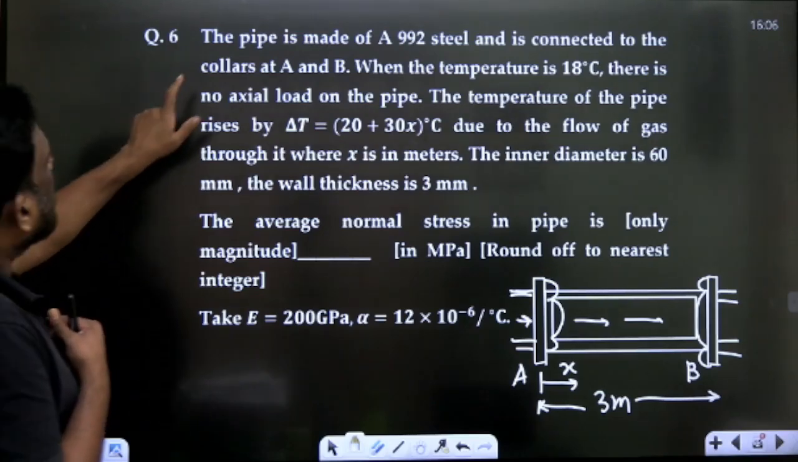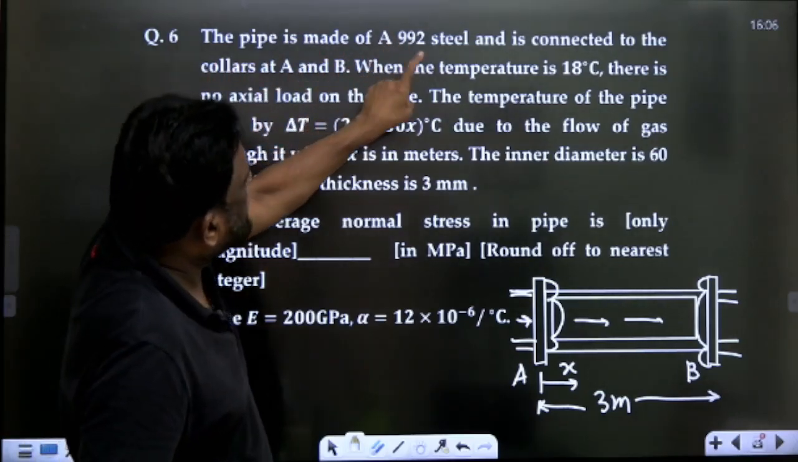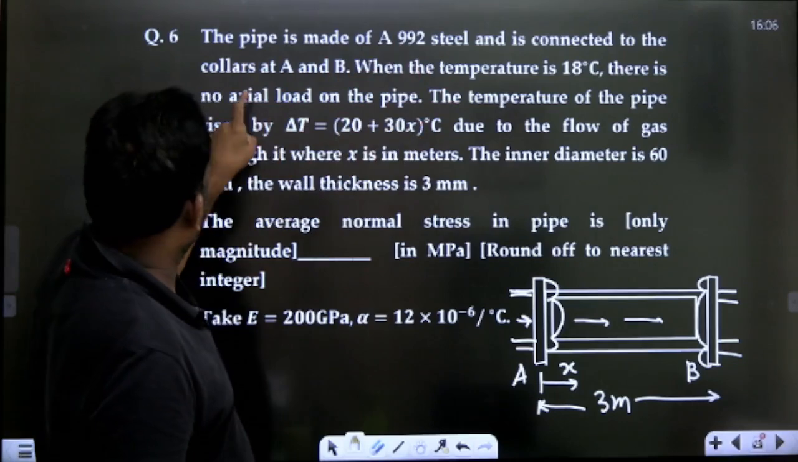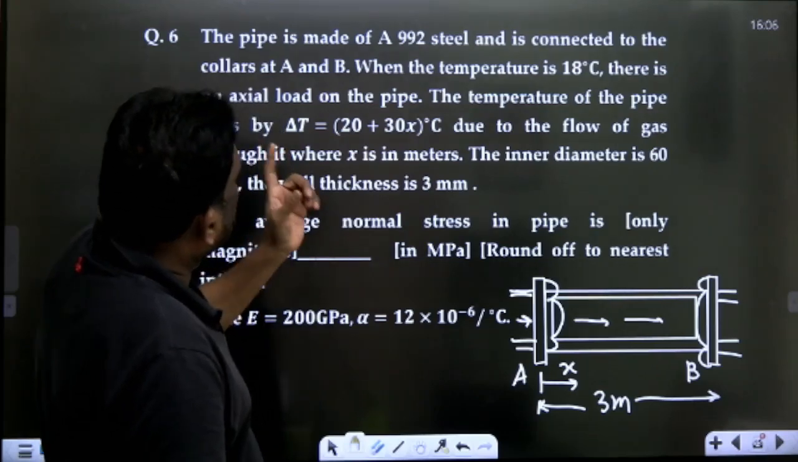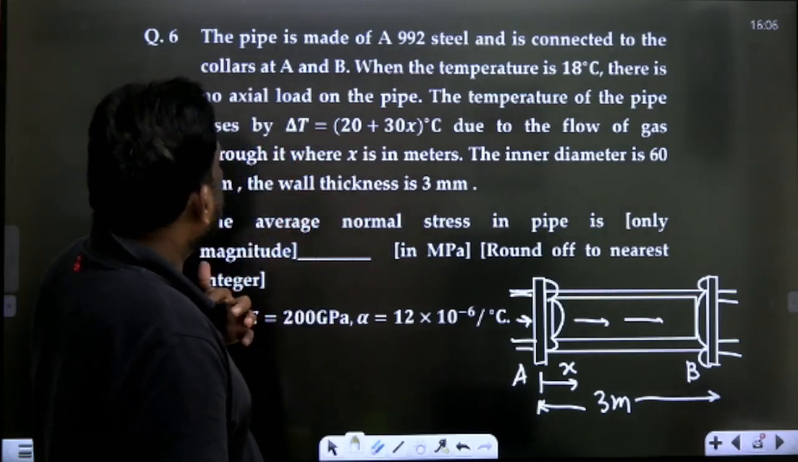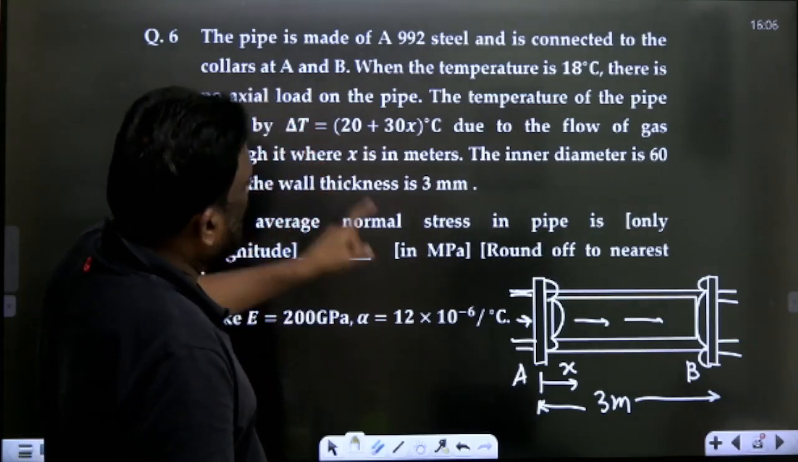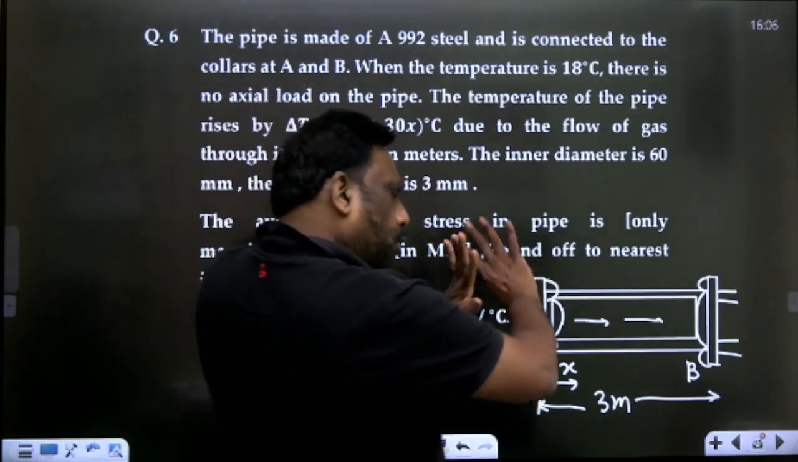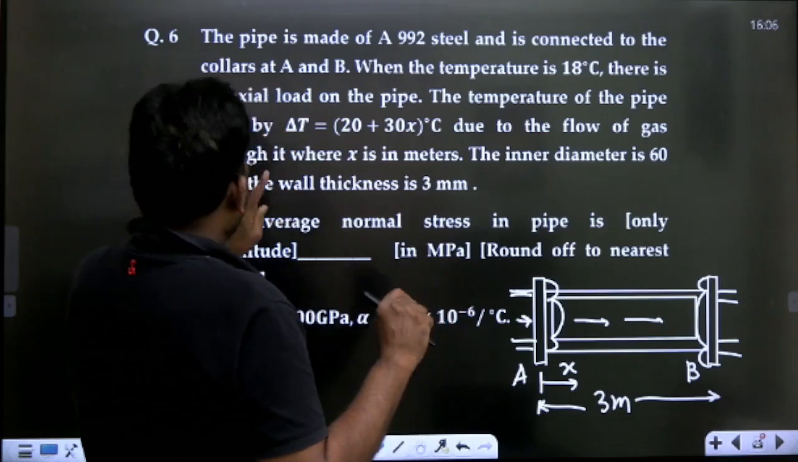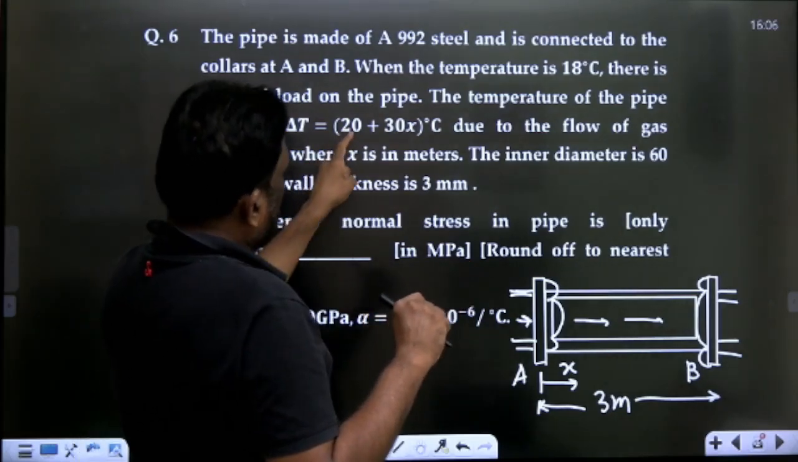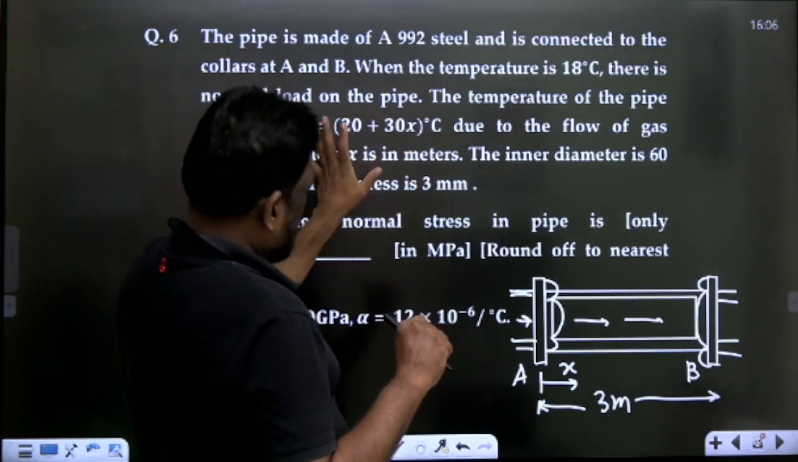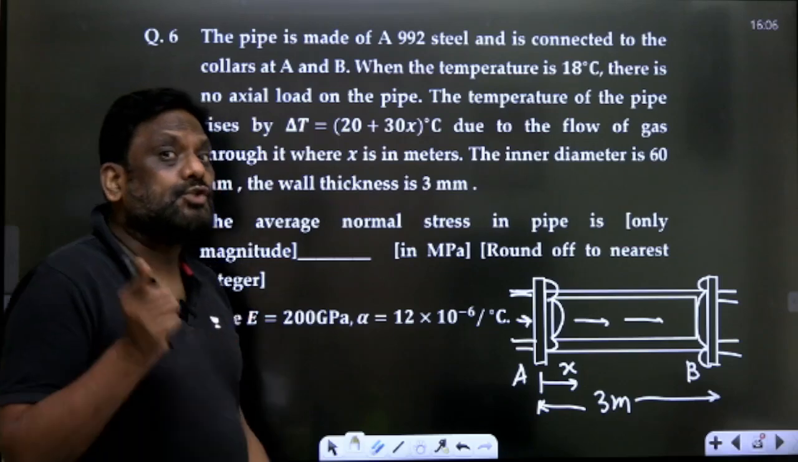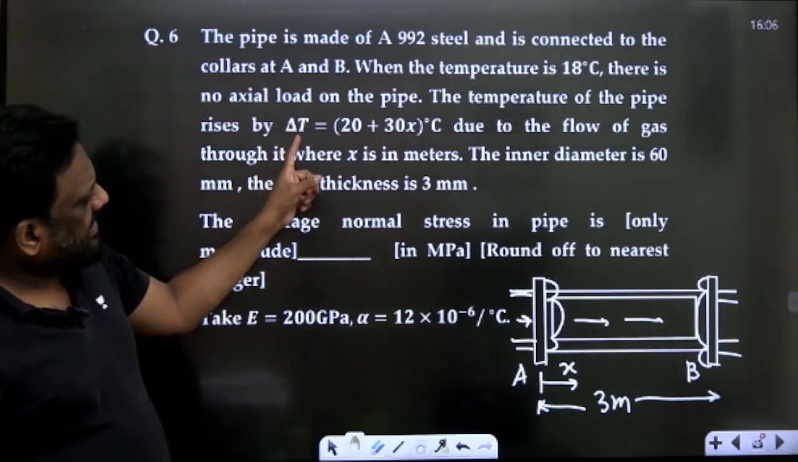Look, a pipe is made of steel and is connected to the collars A and B. When the temperature is 18 degrees, there is no axial load on the pipe. There is no axial load on this pipe. The temperature of the pipe increases by 20 plus 30x. The temperature is increasing by this much. Delta T is given. Again, it is non-uniform heating. Look once, is it the same everywhere?